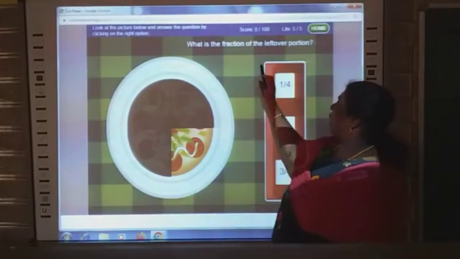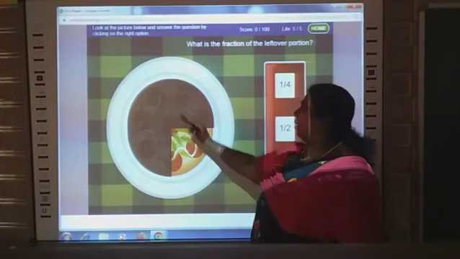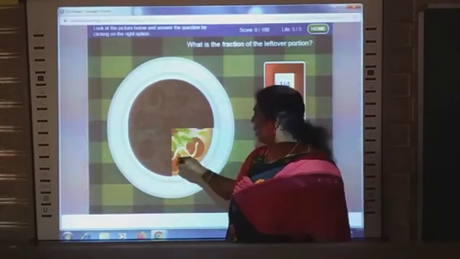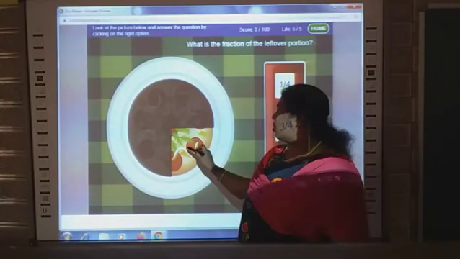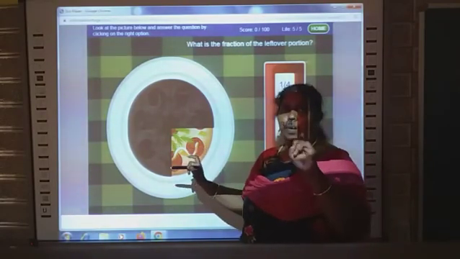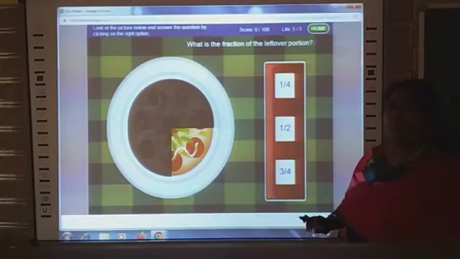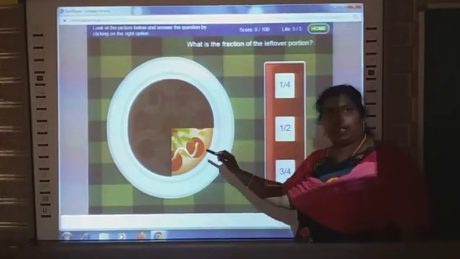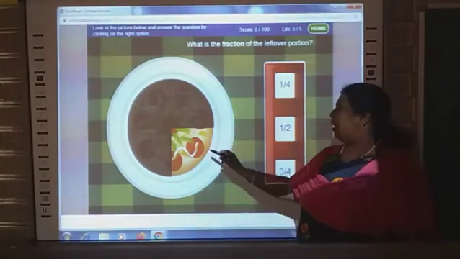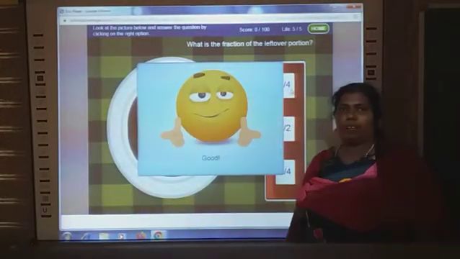Here what is the fraction of the leftover part? Here one pizza is there. Okay. Here the pizza is divided into how many parts? 4 parts. So how much is leftover? Only 1. So what is the fraction here? 1 by 4, 1 by 2, 3 by 4. What is the correct answer? Yes, 4 parts. Total number of parts is how much? 4. Then leftover how much? Only 1. The answer is 1 by 4.